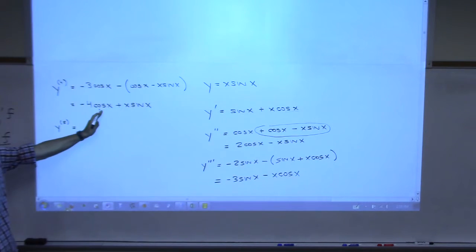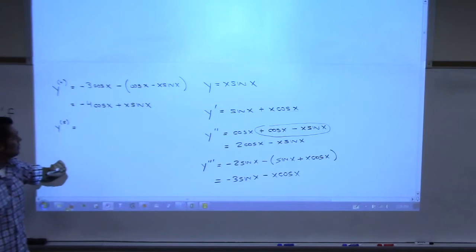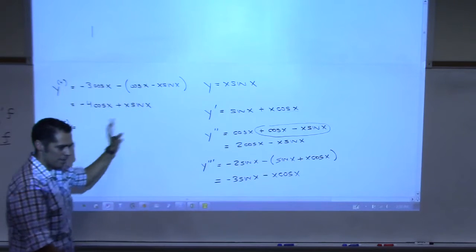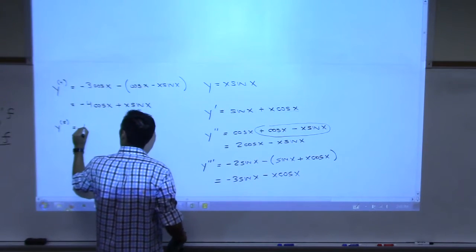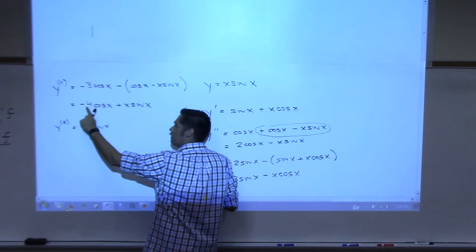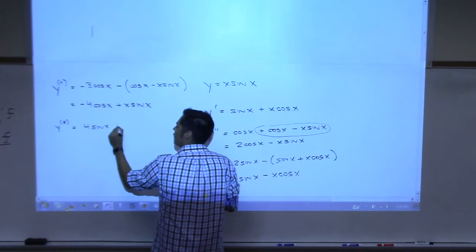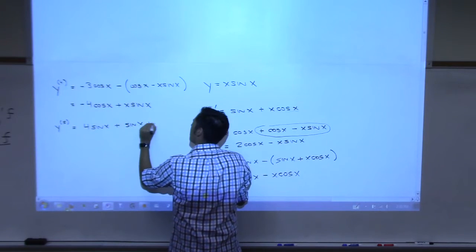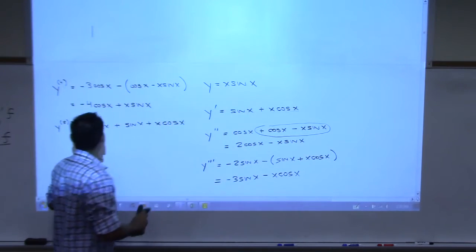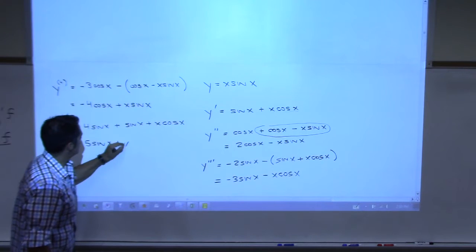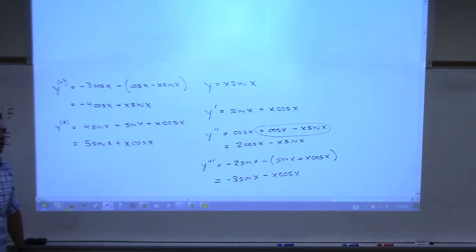The next time I take the derivative of this, it's going to be positive 5 sin x. Well, let me do the whole thing and then I'll put it together. This will be what? 4 sine x, right? Because the derivative of cosine is negative sine. Negative 4 comes for the ride. Negative, negative, positive. Then the derivative of x sine x is, we did that already, sine x plus x cosine x. And when I combine these together, 5 sine x plus x cosine x. Okay, maybe that's enough to see the pattern.